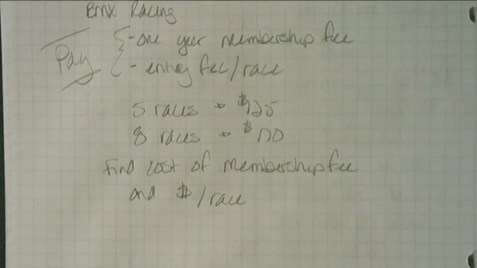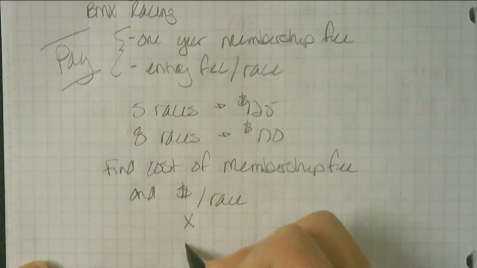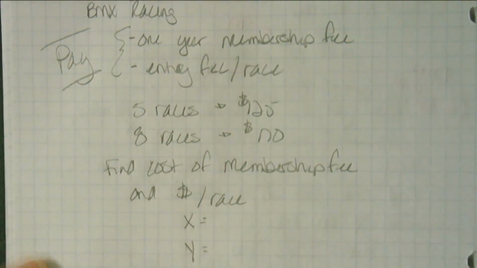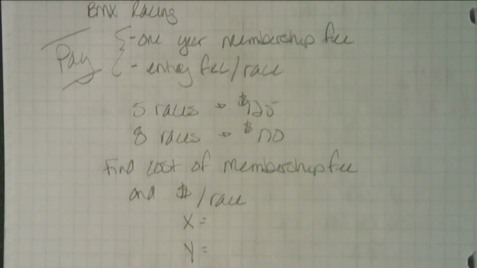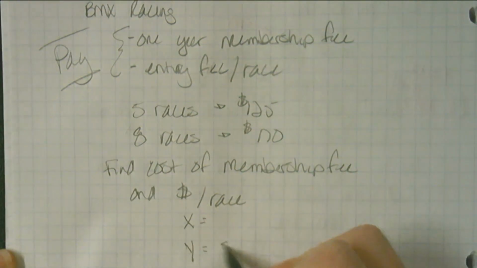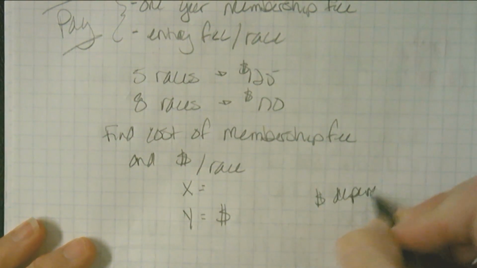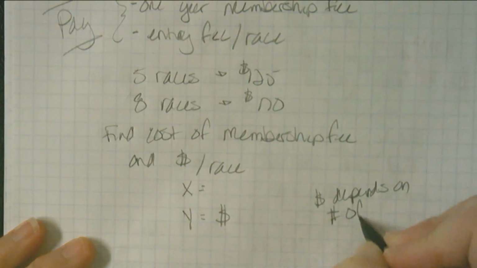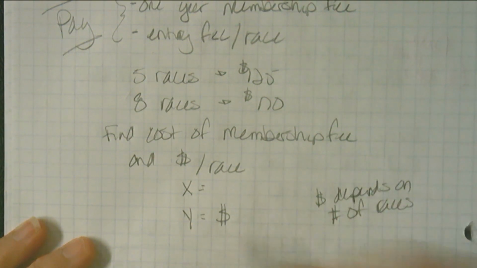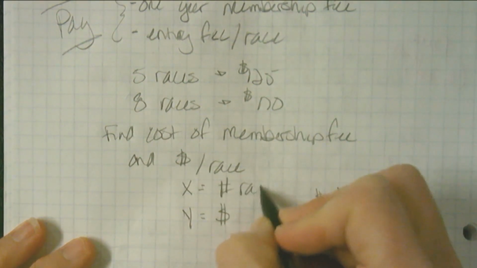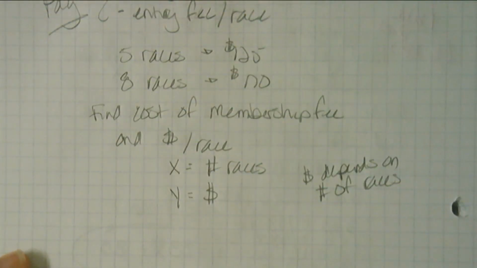All right, well, you always have to define your variables. So what is my X information and what is my Y information? I'm measuring cost and I'm measuring the number of races. So do my number of races depend on my cost, or does my cost depend on my number of races? L? Excellent. So my cost is my Y. So my cost depends on number of races. That means my cost is my Y, and my number of races is my X.